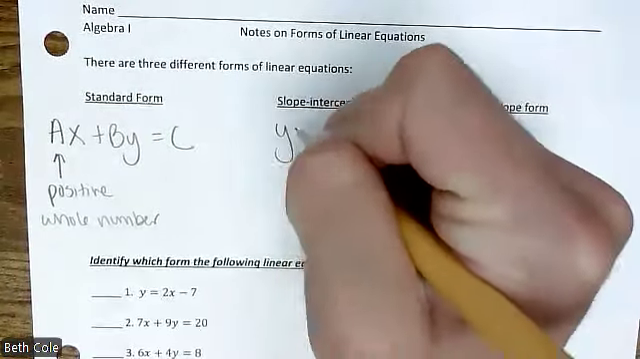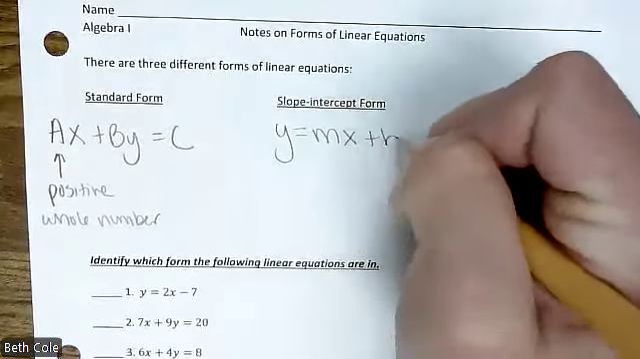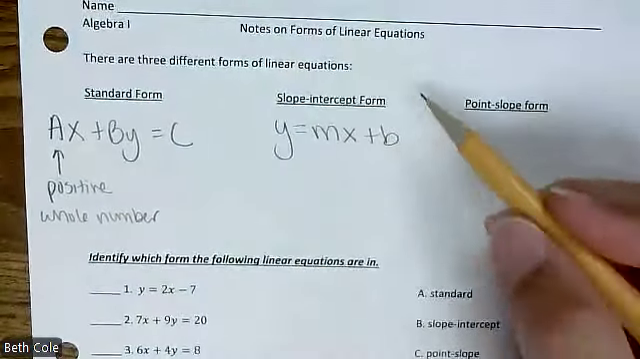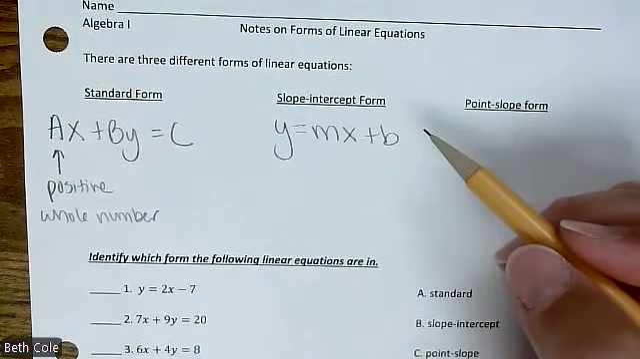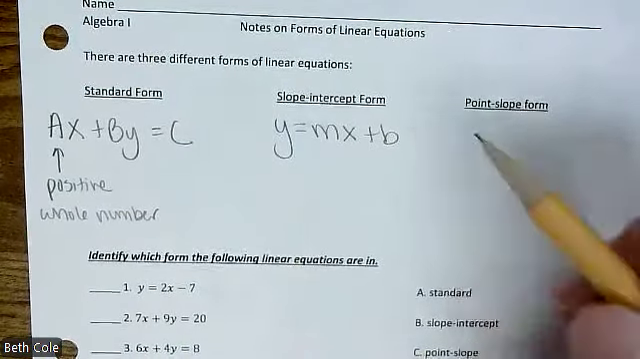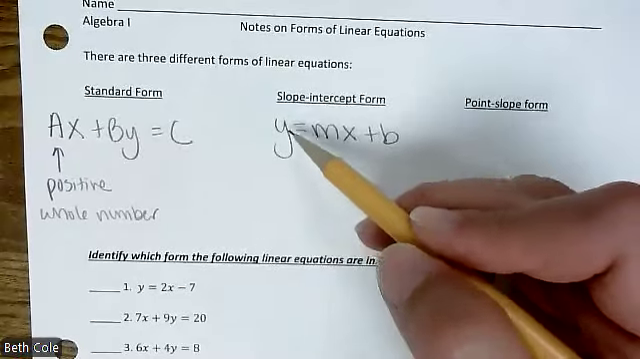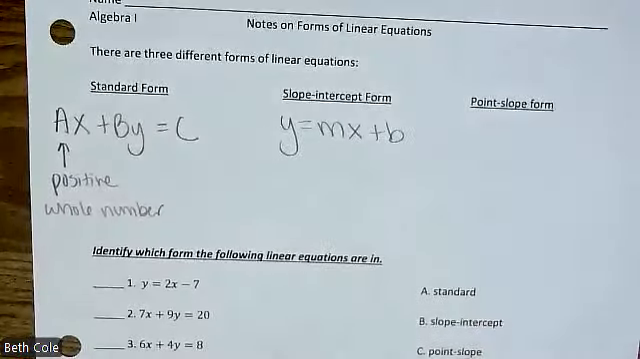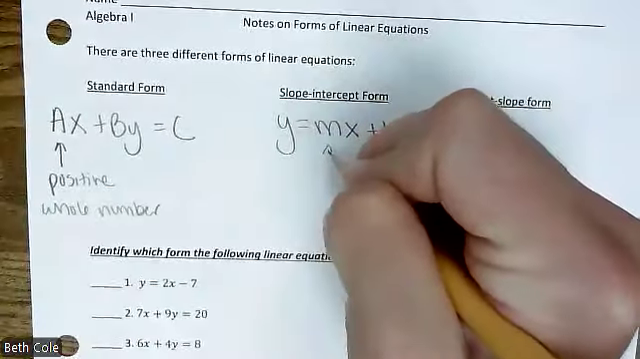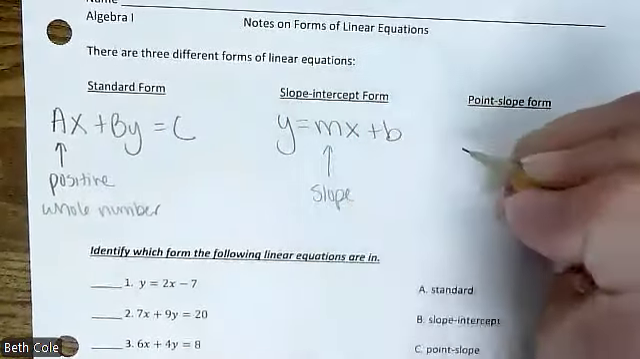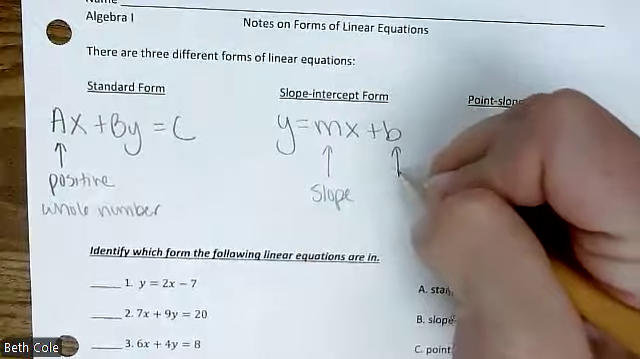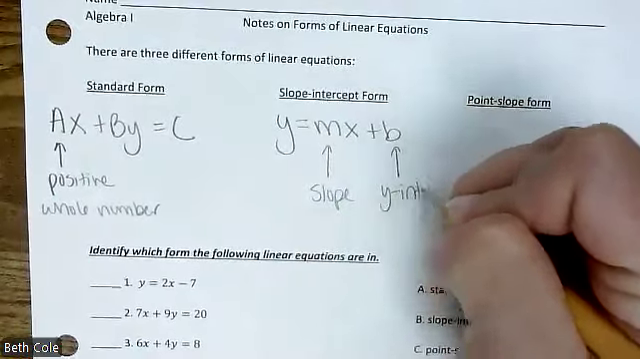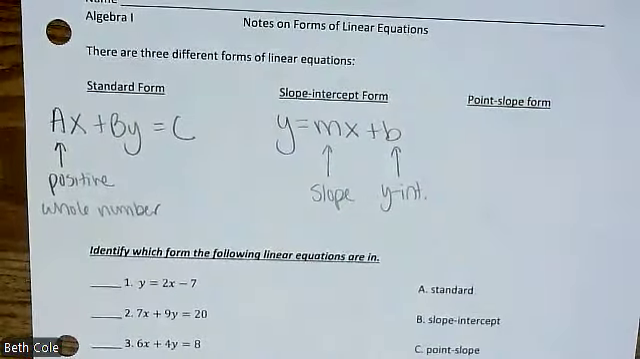Slope-intercept form is y equals mx plus b. You've seen this sort of before when you were doing the line of best fit, when you put it into the calculator with the squiggly and the little ones after the x and y. That's your slope-intercept form. M is your slope. M is the letter we use for slope. And B is the y-intercept. So that's where it hits the y-axis.